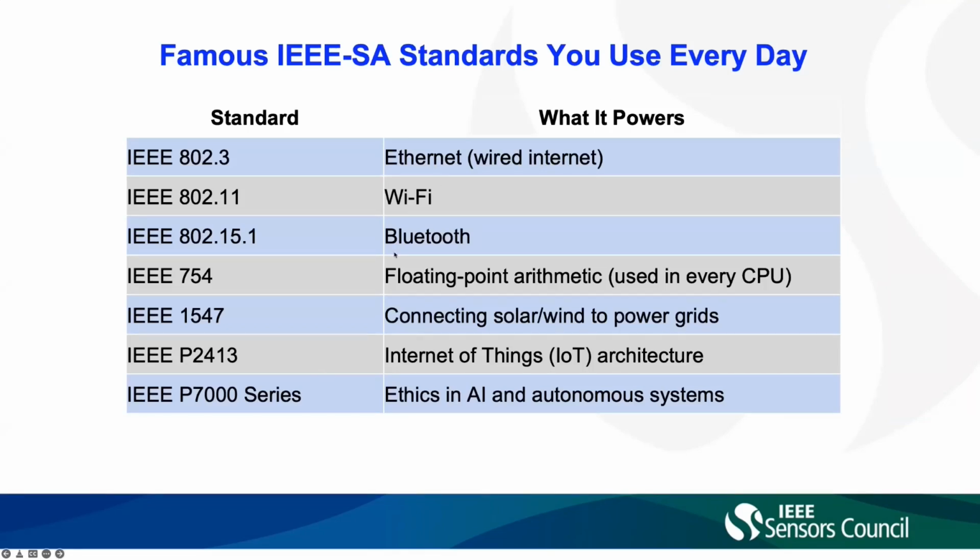Ethernet, 802.3, 802.11 Wi-Fi, Bluetooth, floating point arithmetic in every CPU and every computer, the solar and wind power grid standards, IEEE 1547, Internet of Things, the architecture and all of the devices and sensors around the world talking to each other. And here's some ethics in AI and autonomous systems. That's the IEEE P7000 series. So these IEEE standards are an important part of everyone's life.